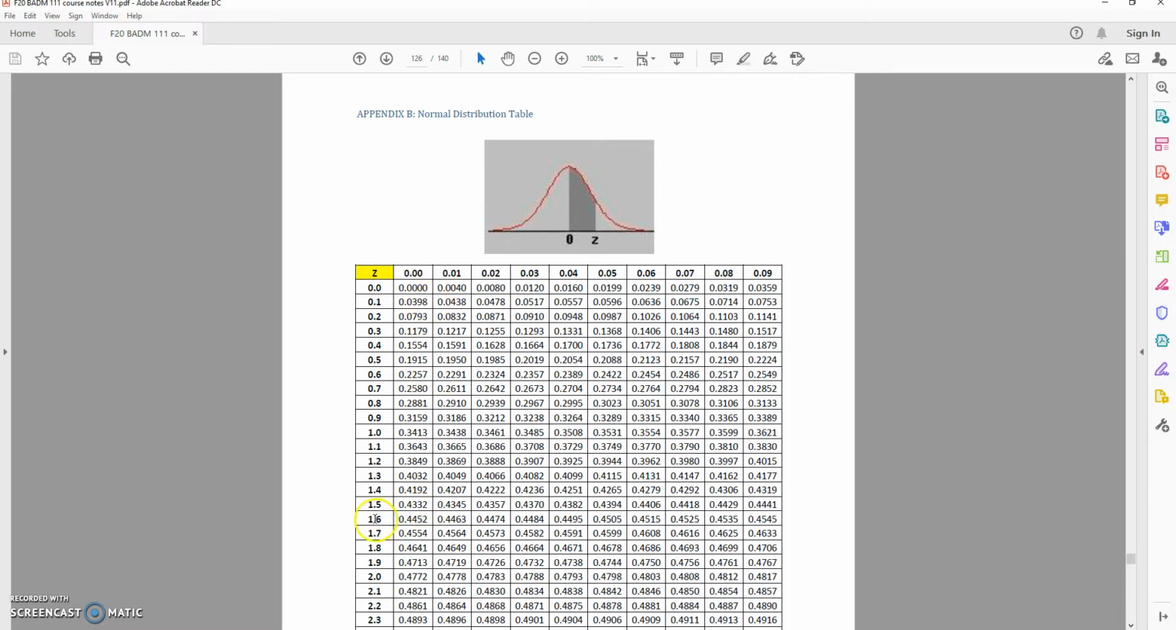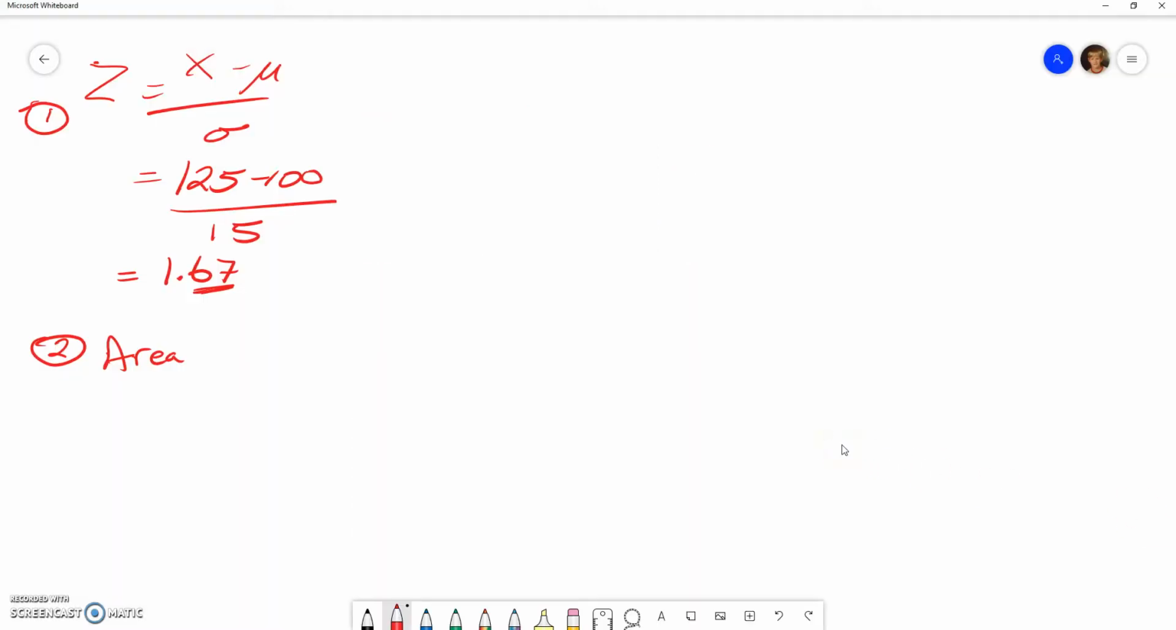So a z value of 1.67, we find it here. There's 1.6, and in the column of 0.07, we're going to find where they intersect, and we get an area value of 4525. 0.4525 corresponds to a z value of 1.67. Let's go back there. So here we know the area equals 0.4525.